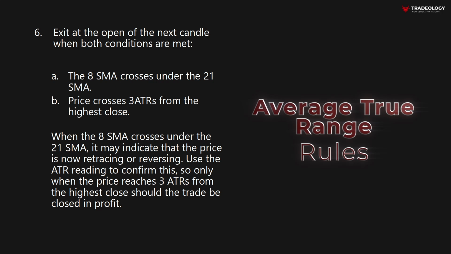Now, exit at the open of the next candle when both conditions are met. A, the 8 SMA crosses under the 21 SMA. B, price crosses 3 ATRs from the highest close. When the 8 SMA crosses under the 21 SMA, it may indicate that the price is now retracing or reversing. Use the ATR reading to confirm this. So only when the price reaches 3 ATRs from the highest close should the trade be closed in profit.